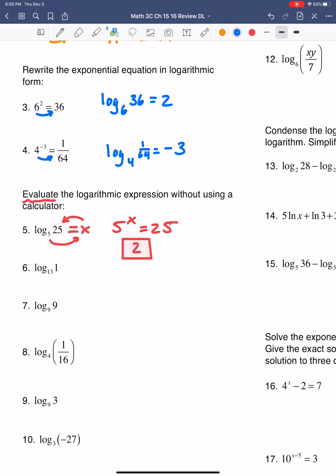And we go to the next one here. Again, I'm going to set it equal to x. And so it's going to turn into 13 to the x power equals 1. And the exponent that turns things into 1 is actually 0, because anything to the 0 power is 1. And we'll keep going to the next one. 9 to the x power equals 9. So that means the x in this case is going to have to be 1, because 9 to the 1st power is 9.